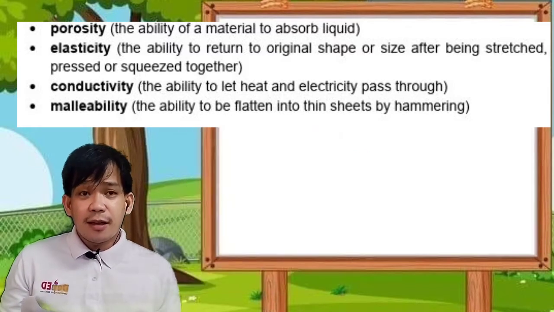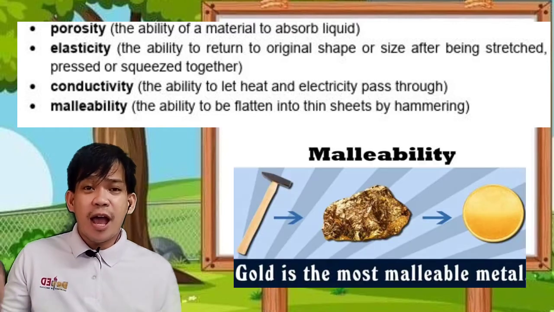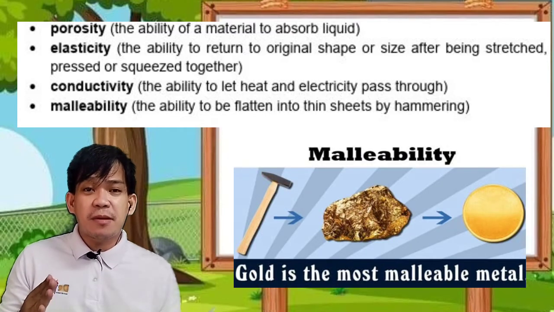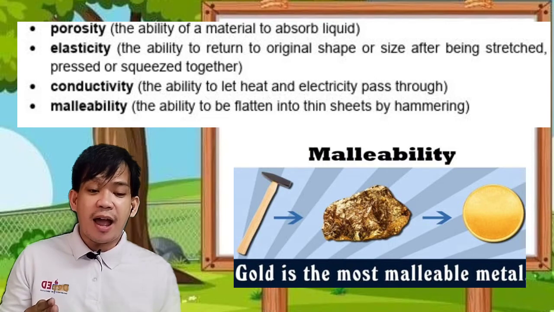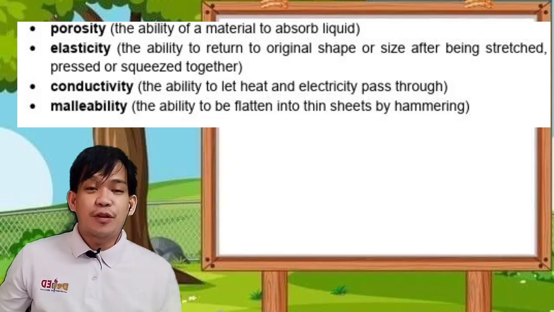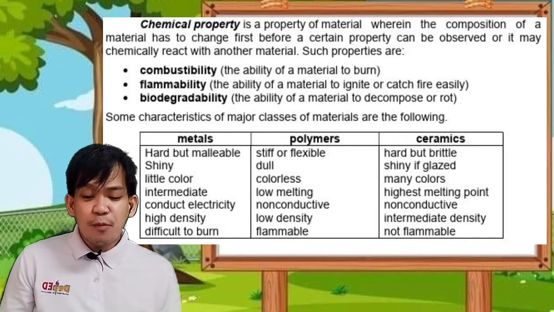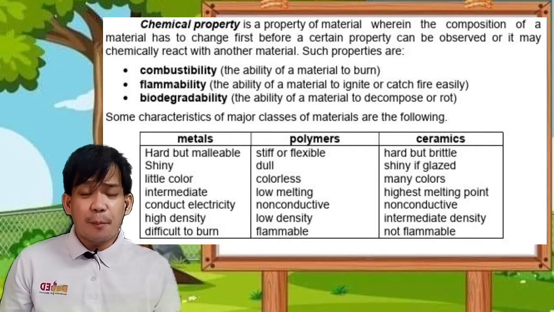Next is malleability. The ability to be flattened into thin sheets by hammering. So, ito naman yung kakayahan ng mga solid materials na kapag hinammer siya, kaya or pwede itong ma-flat. Then, those are the physical properties of materials. Let's move on to the chemical property.